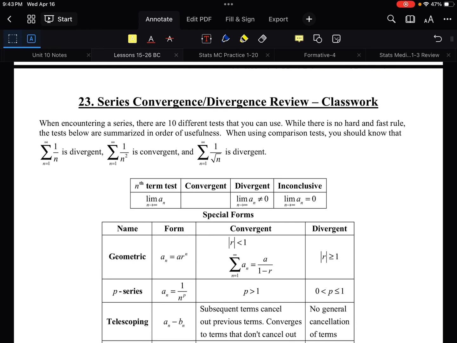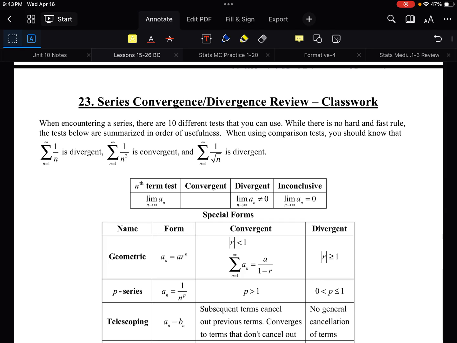Hi, everybody. This part of the notes is really just to sum up all the different rules that we have for deciding if a series converges or diverges. I think that it's helpful in general to keep in mind what our goal is here.